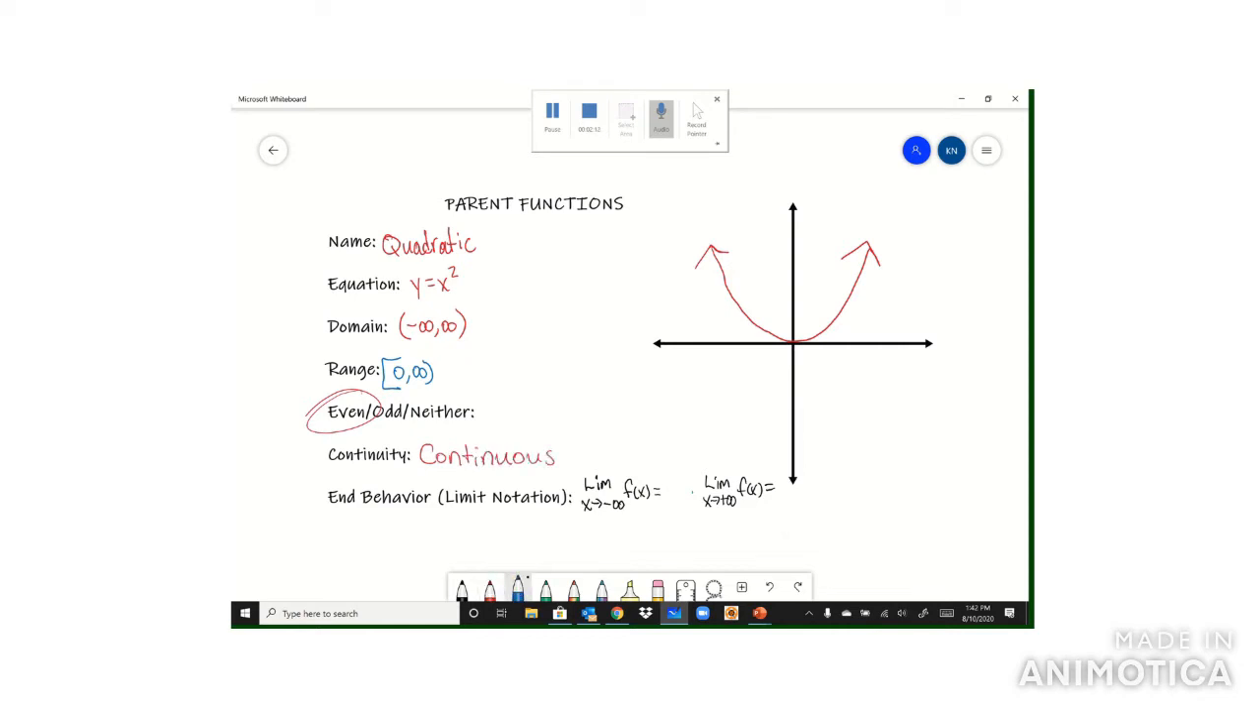And then the end behavior, if you go left, you go up. If you go right, you go up. So both of these are going to be approaching positive infinity.